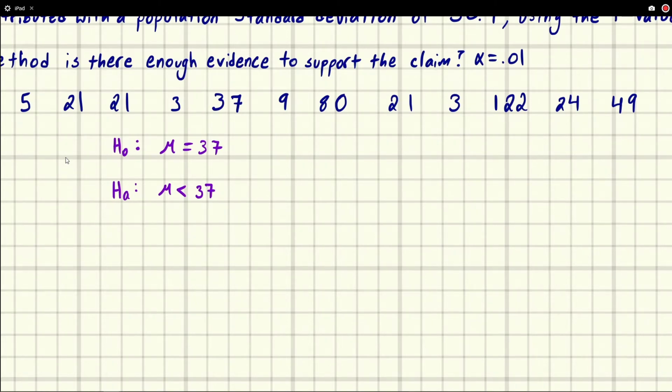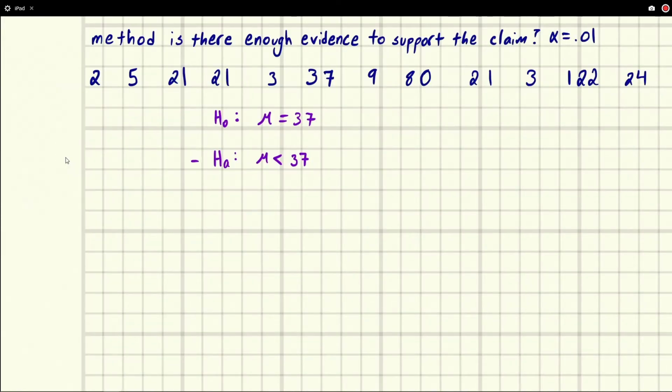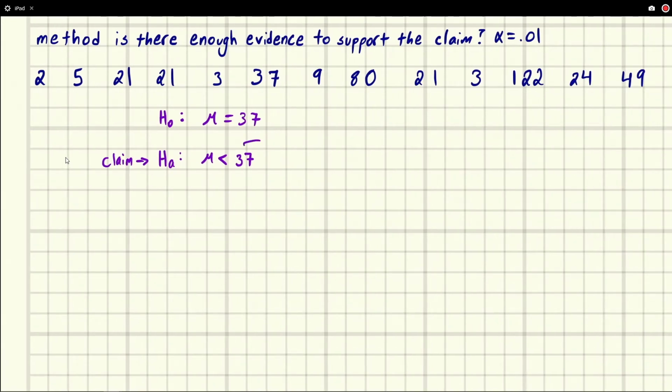Now the claim is the one that we're trying to say something about. We're hypothesizing that it's less than 37, which is kind of the same thing as saying, can it be concluded? So the alternative is going to be the claim. This one's the claim. We also know that since the inequality is a less than sign, it's a one-tailed test, and it's left-tailed, because the error would occur on the less than side.